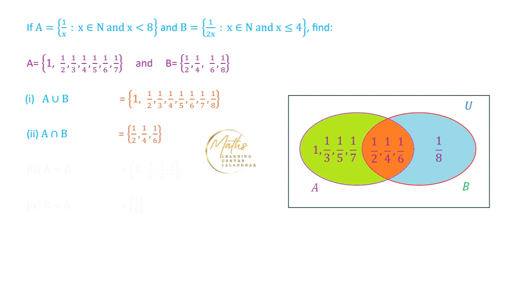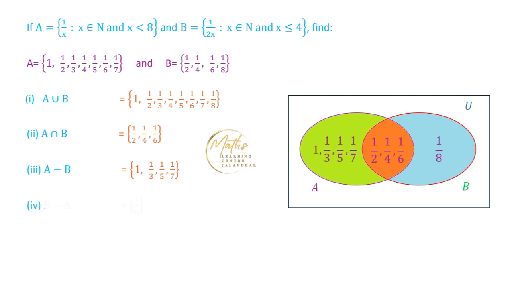Next we are talking about A minus B. A minus B means we are talking about those elements of A which are not elements of B. So we are removing this portion from A. The elements of A which are not elements of B, this portion we are talking about. So the elements we have over here are 1, 1 by 3, 1 by 5 and 1 by 7.